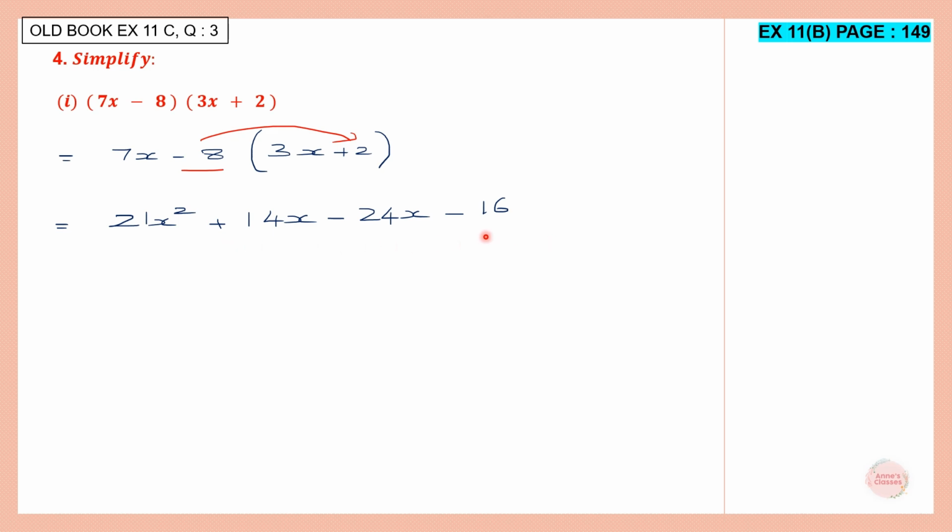We don't have another x square here. Now here we have an x and an x, so that means these two are like terms. So we have to solve this next. The first one, we write down as it is, 21x to the power of 2. Now here plus 14 minus 24, signs are different. Put the sign of the bigger number and subtract. 24 minus 14 is 10. 10x minus 16. So this is our final answer, 21x square minus 10x minus 16.